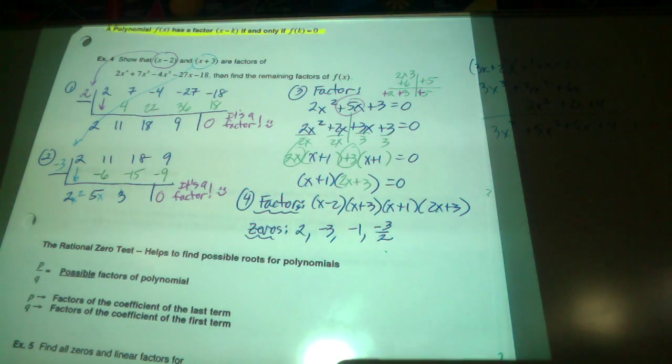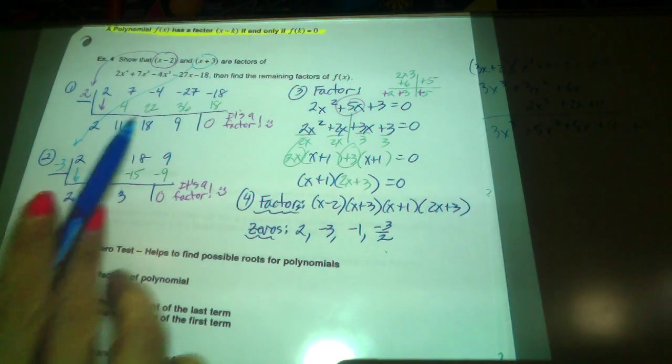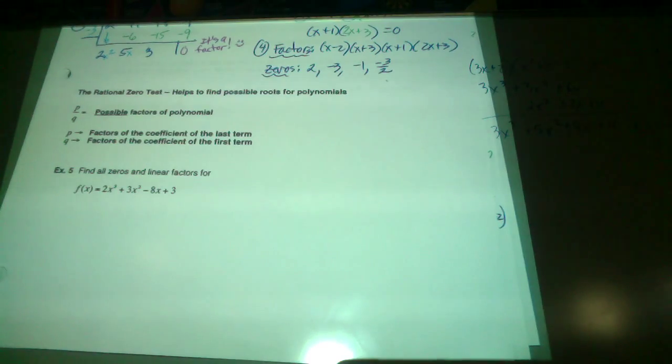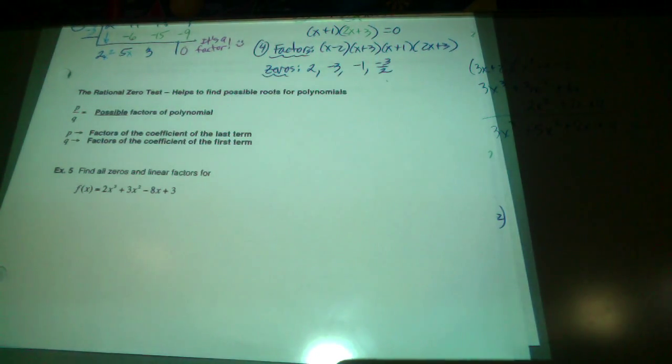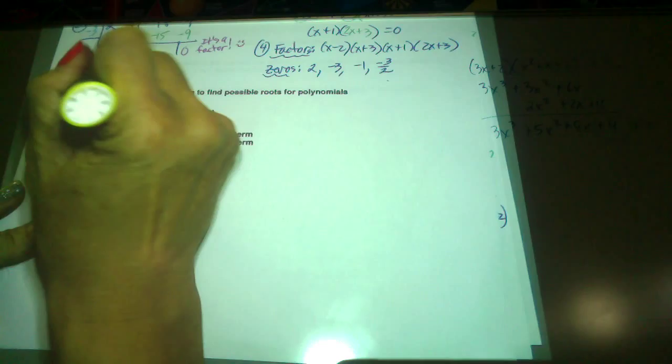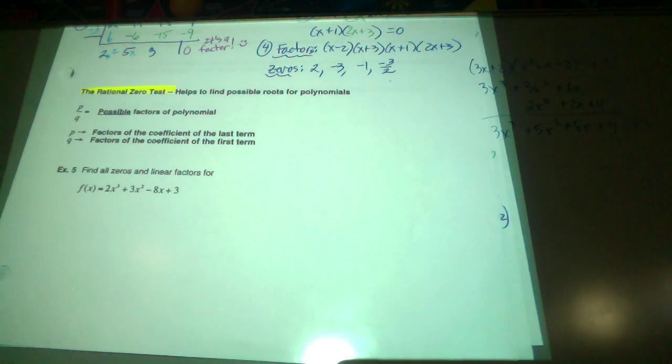Okay. Now, if I don't give you the factors like I did on this one, and I just say to you, like in example number 5, find all the possible zeros and linear factors. There you go. Thrown you to the wolves. How do you know where to start? There's a vast array of numbers you can choose, and you don't have use of your calculator. So the rational zero test helps you narrow down the field of real numbers, which is any number you can think of, in order to figure out which factors might be. And here's what it says.